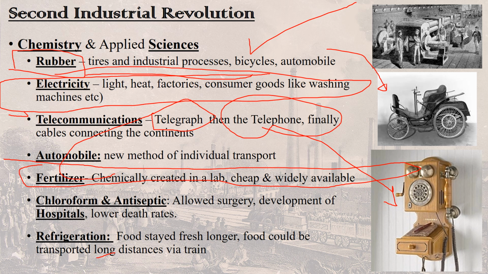Chloroform and antiseptic. Before this, people didn't really have anything to clean wounds except for hot boiled water or alcohol. Chloroform allows people to be knocked out before surgery so they don't feel the saw going through their bones. And antiseptic allowed them to keep the wounds clean. So these are huge advances in society that lowered death rates and allowed for modern surgery as we know it.